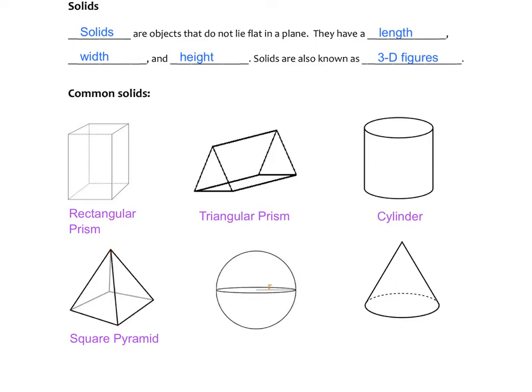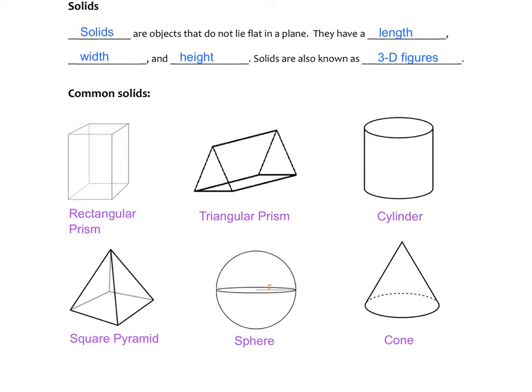Our next 3D figure is called a sphere. A sphere is a round solid figure. And our last three-dimensional shape is called a cone. A cone has a circle as a bottom, and it comes to a point on the top, and that is a cone.